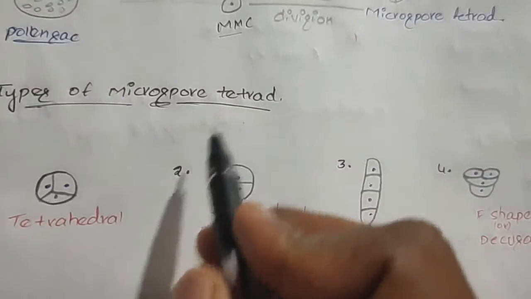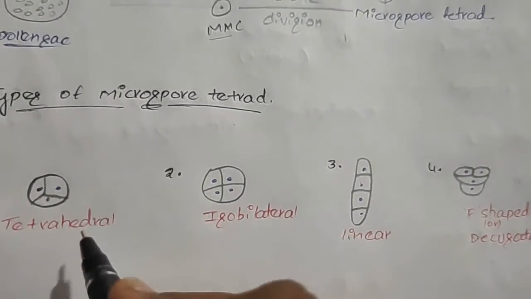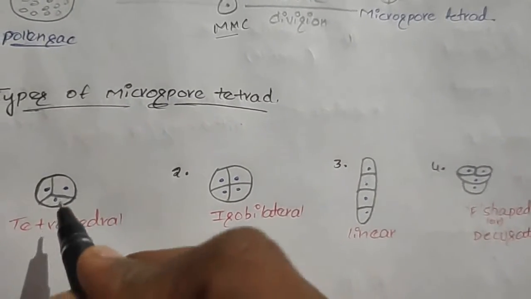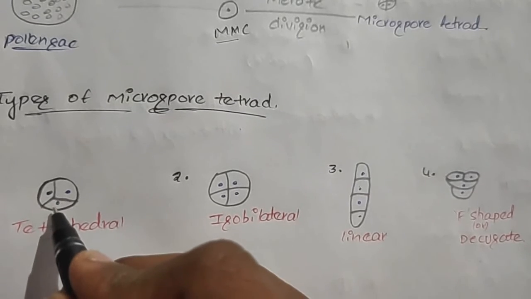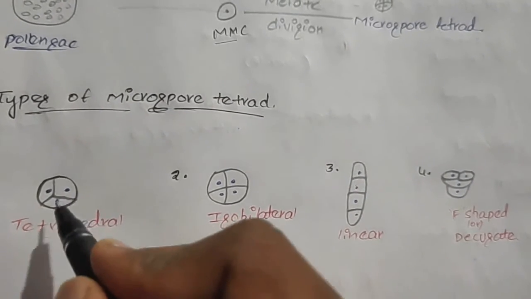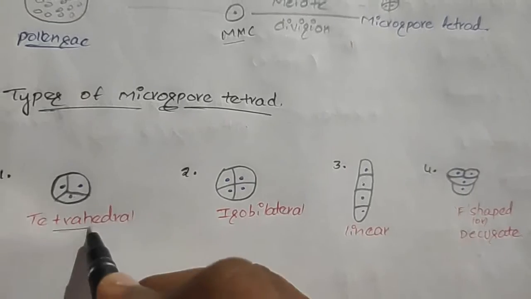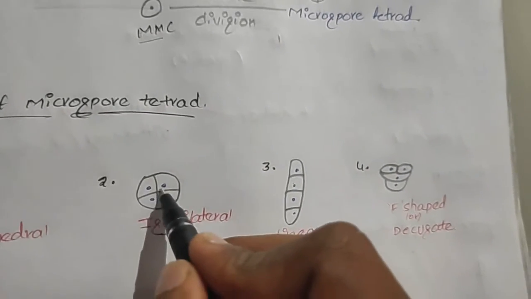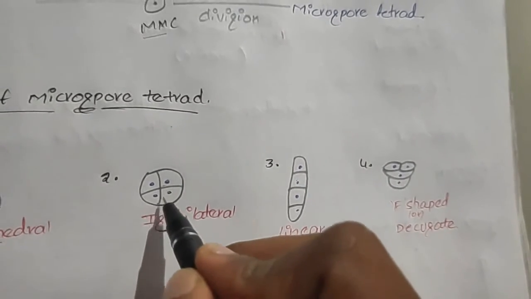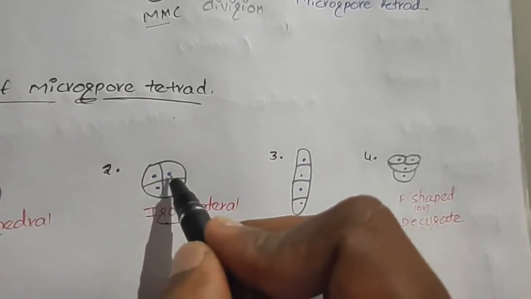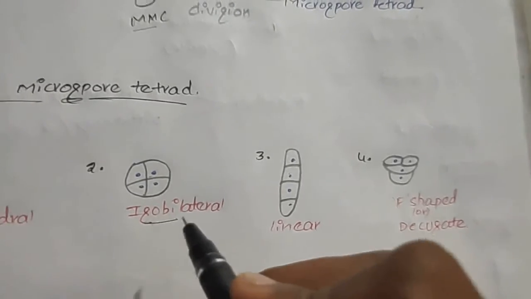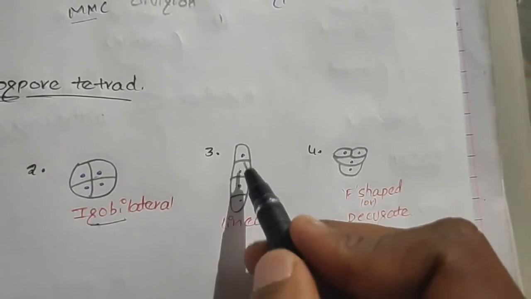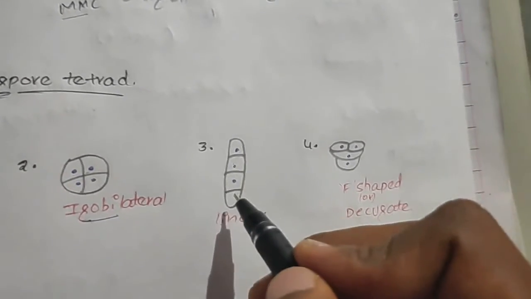This microspore tetrad may be of different types in different flowers. Firstly, the tetrahedral. In this type, three nuclei are present towards one side and another nucleus is present towards another side. This type is known as the tetrahedral. Second one is isobilateral. In this type, two nuclei are present on the upper side and two are present towards the lower side. It is like a square, and this type is known as the isobilateral. Another type is linear. In this type, all the nuclei are present one below the other.